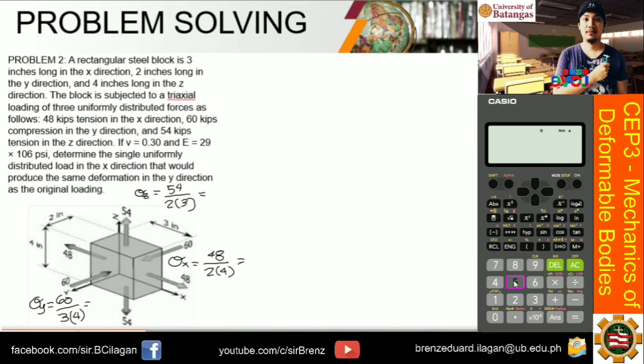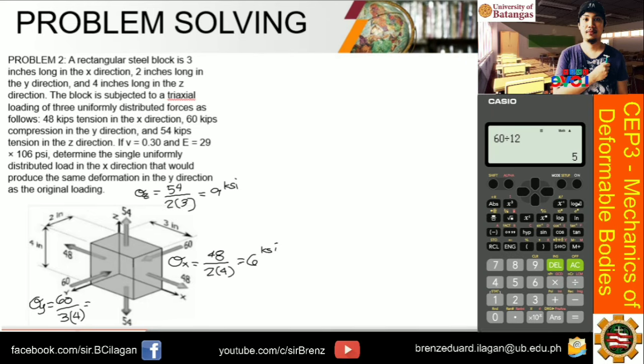For z, that is 54 divided by 2 times 3, so 6. Or this is equivalent to 9 ksi. So next will be 48 divided by 8. So this is 6 ksi. I really thought so, right? And then the other one, that is 60 divided by 12.